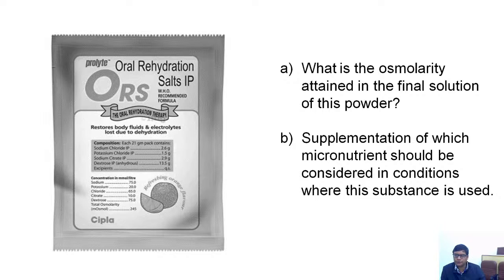Supplementation of which micronutrient should be considered in conditions where the substance is used? So especially in the pediatric population for diarrhea, ORS is given along with zinc supplementation. So the zinc basically protects your mucosal barriers in the intestine.